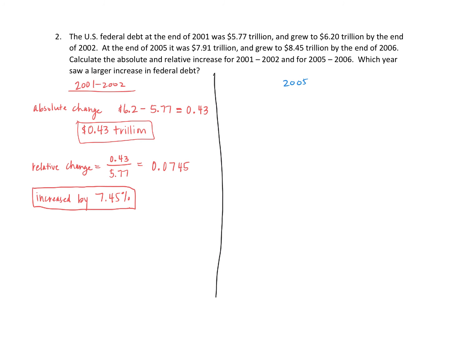Okay, now let's look at 2005 to 2006. First, we want to find the absolute change. So I'm just going to find the difference. So 8.45 minus 7.91. When I did that, I got 0.54. So it increased by $0.54 trillion.